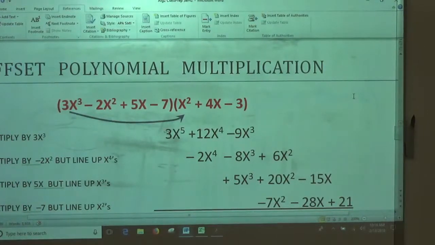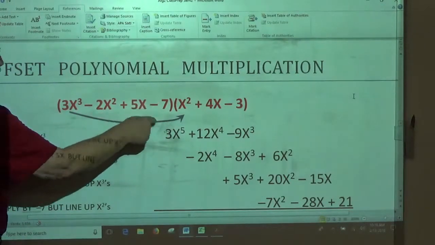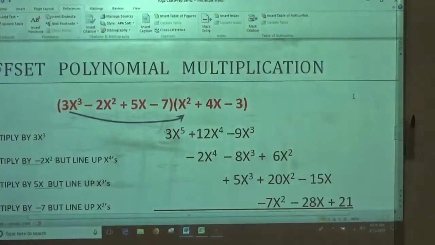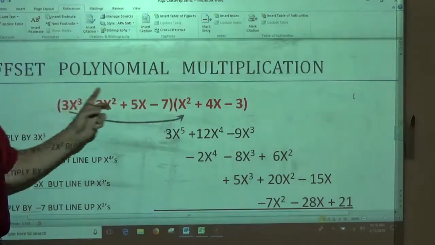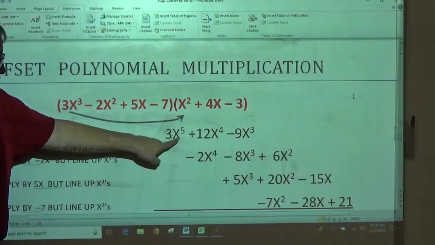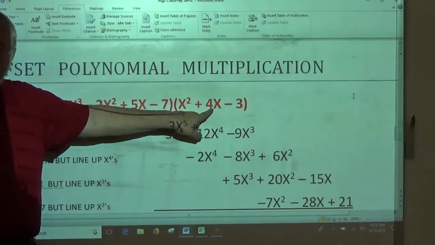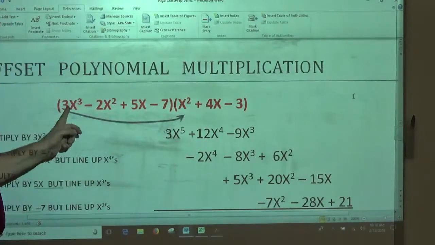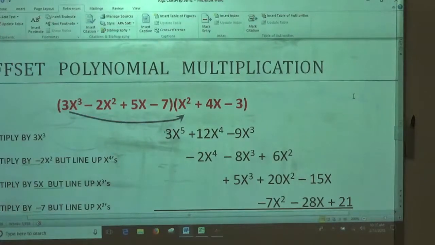But what we're going to find is because this polynomial is in descending order, and this polynomial is in descending order, we're going to offset and the powers will line up, the like terms will line up. So when you take 3x cubed times x squared, what do you get? 3x^5, right? And then 3x cubed times 4x, 12x^4. And then 3x cubed times -3, -9x cubed. Now, so that's the first number.